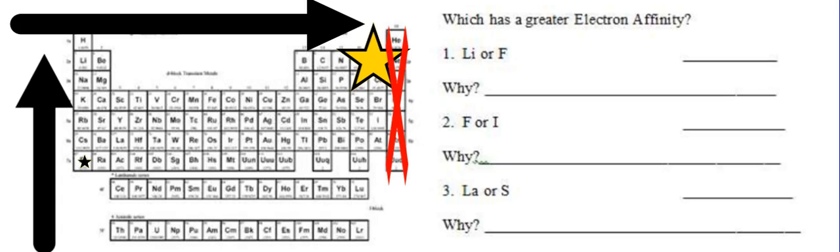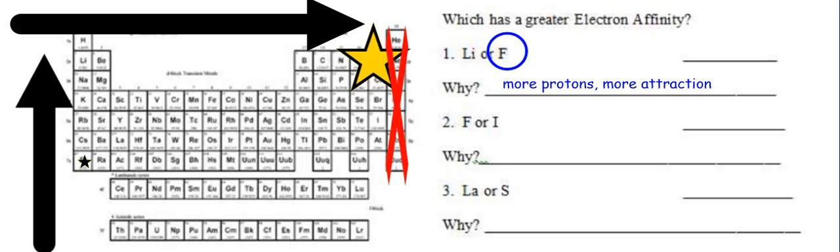So let's go through these. Which of these have a greater electron affinity? Lithium or fluorine? I sure hope that's a no-brainer. Which one would I make a big deal about? It is definitely fluorine. Why? It has more protons. It's in the same period, right? More attraction. It needs that extra electron to have a filled 2p shell.